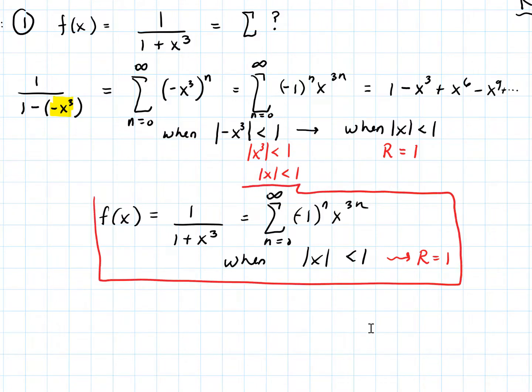And that is just using the power series that I started with, 1 over 1 minus x, knowing that it was equal to the power series x to the n, and doing a little bit of manipulation. Okay, let's do another one.